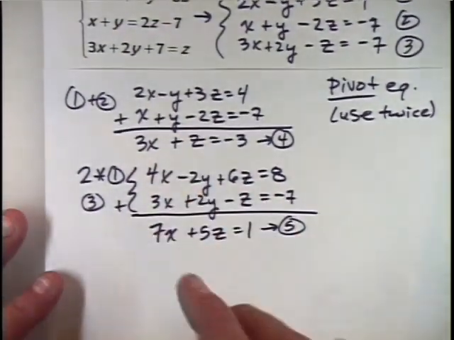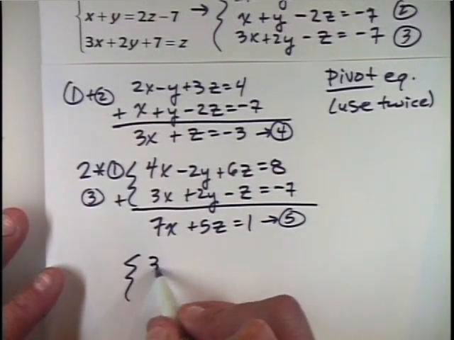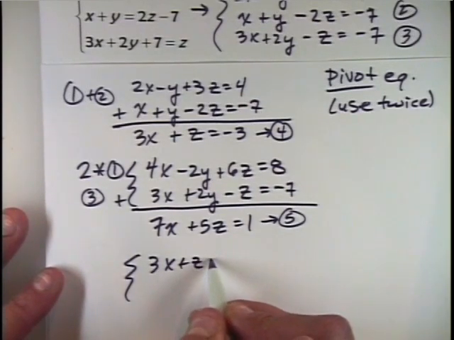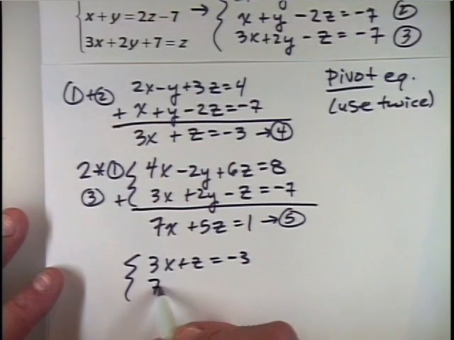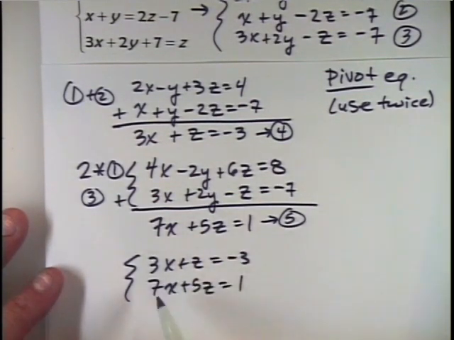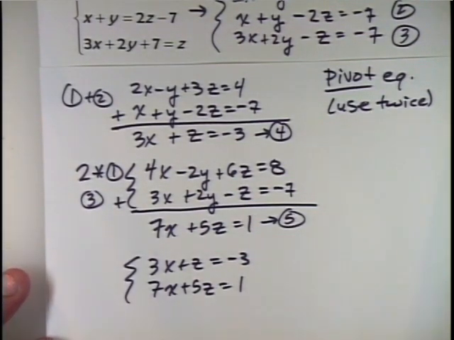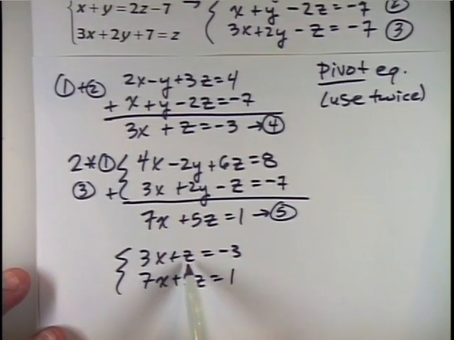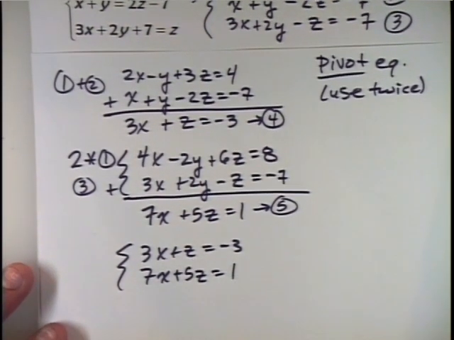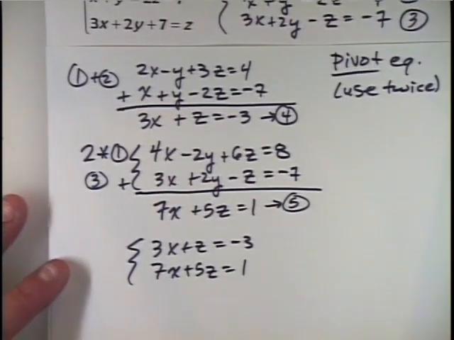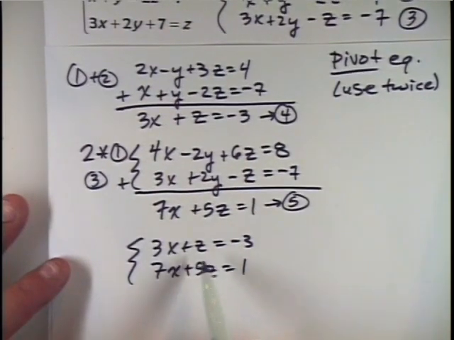Now I can write these two as a system of equations. 3x plus z equals negative 3, and 7x plus 5z equals 1. Now this is back on familiar ground. I have 2 equations, 2 unknowns. I can use elimination, or I can use substitution. Now notice I can use substitution here with z pretty easily. I used that quite a bit on the last show, so I'm going to go ahead and use elimination here.